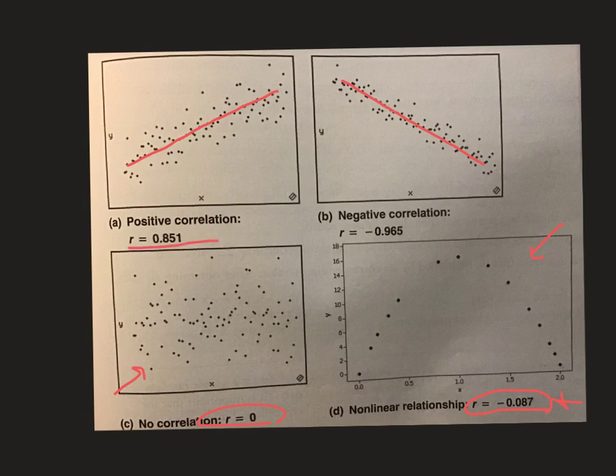These top two, look how good R was. R is 0.85, which is fairly close to 1. R is negative 0.965, even better. Okay, very close to negative 1. So if it's close to 1 or close to negative 1, there's a good linear correlation. If it's close to 0, there's not a good linear correlation.